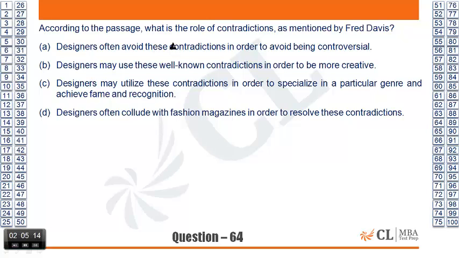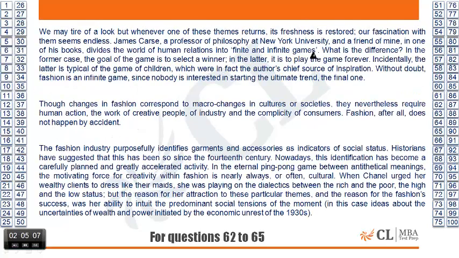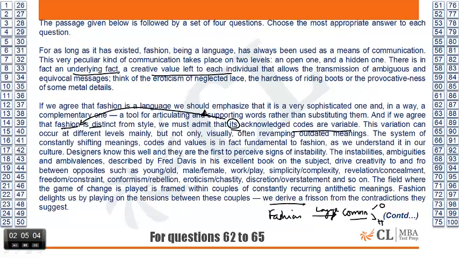Huh? According to the passage, role of contradiction. Who said? Fred Davis. Who was Fred Davis? Our infinite game fellow. Where is he? That is the other guy. Where are you, Fred Davis? Let's read this one. The instabilities, ambiguities, ambivalence described by Fred Davis in his excellent book, derived creativity to and fro between opposites, such as young, old, male, female, workplace, simplicity, complexity, revelation, concealment. The field where the game of change is played is framed within couples of instantly recurring antithetic meaning. Fashion delights in playing with this tension. We derive friction and contradiction they suggest.